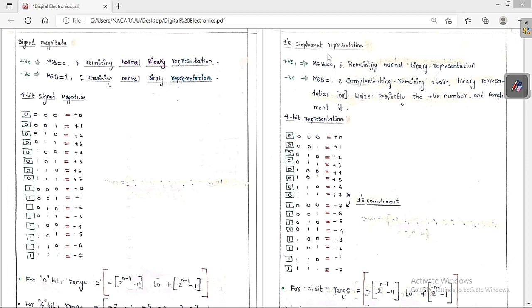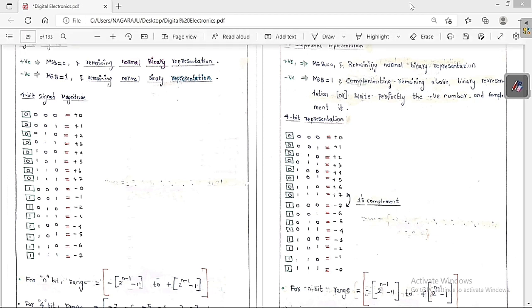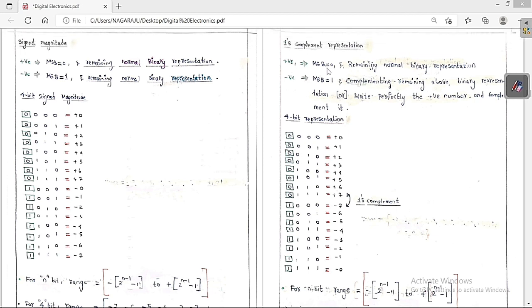Now we are going to study one more thing, which is called the one's complement representation. I will tell you one's complement representation, very simple. It also uses MSB 0 and MSB 1. MSB 0 means it is a positive number, with the remaining bits in normal binary representation. Negative means MSB is equal to 1, and the complement of the remaining binary representation, or write completely the positive number and complement it.